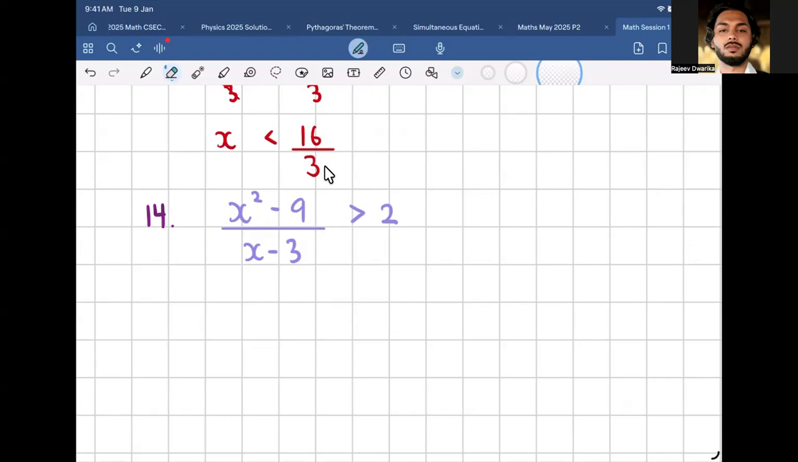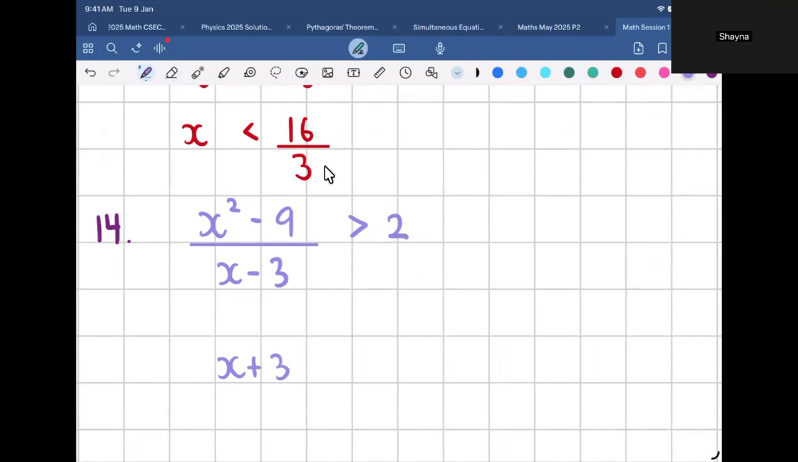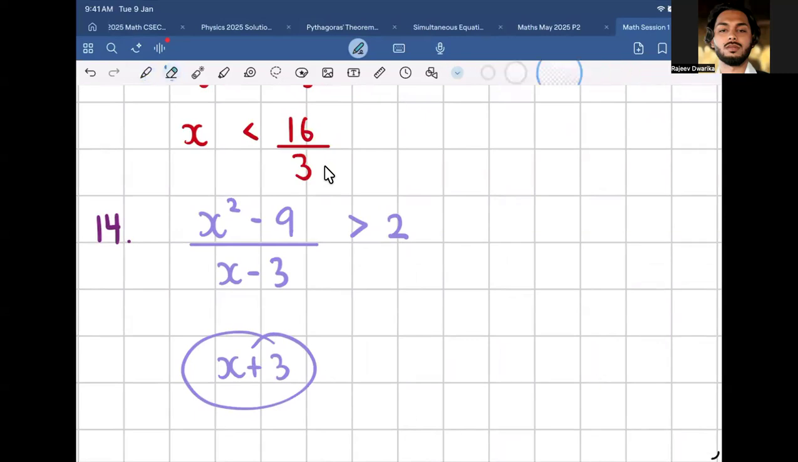All right, so Sheena, I want you to tell me how did you end up with x plus 3 over here? You had to be more specific, you had to explain. Well, I divided x squared by x. So 2 minus 1, which is just x. And then I divided minus 9 by minus 3, which is positive 3.